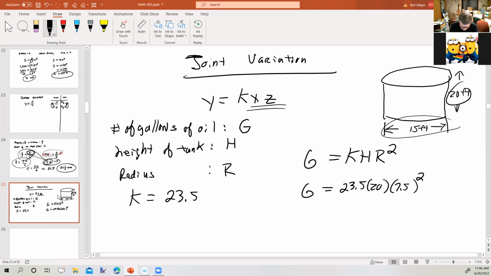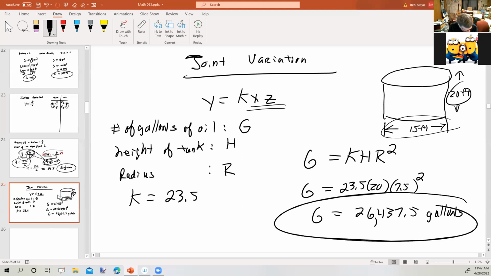So let's see here. If I take 23.5 times 20 times 7.5 squared, I get 26437.5, and that's gallons. So this particular oil tank could hold 26,437.5 gallons. So that's an example of joint variation. You all right with that?